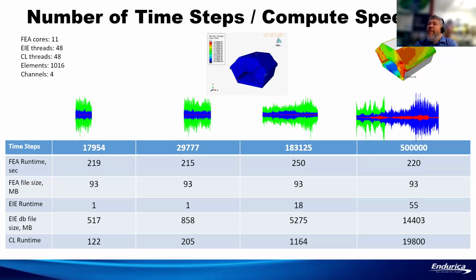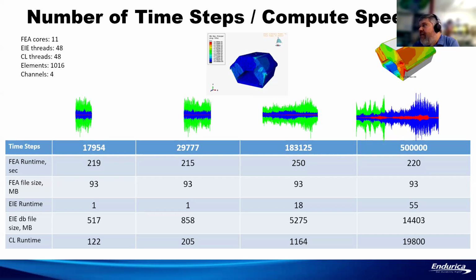What I want you to notice here is that no matter how long the signal gets, the finite element runtime does not change when you're using the EIE tool at Endurica. The reason for that is that we're not directly modeling the time history in the finite element job. We're just using the finite element job to create a map that we use to interpolate. So the interpolation becomes the part where we generate the strain history, but we just use the finite element job to explore the load space and pre-compute solution.